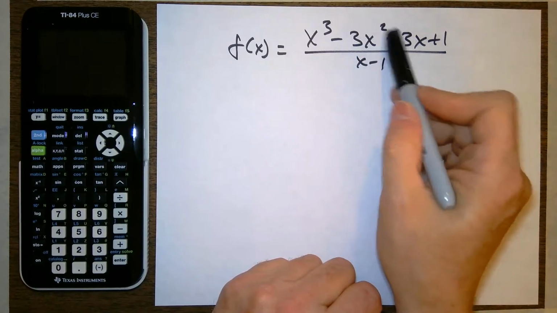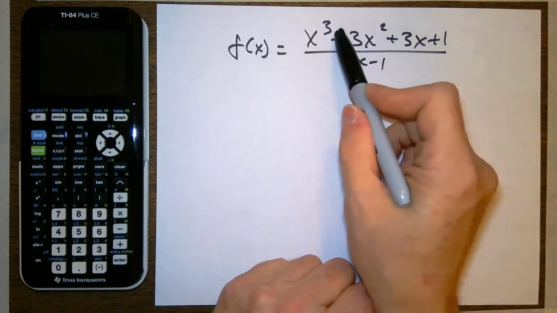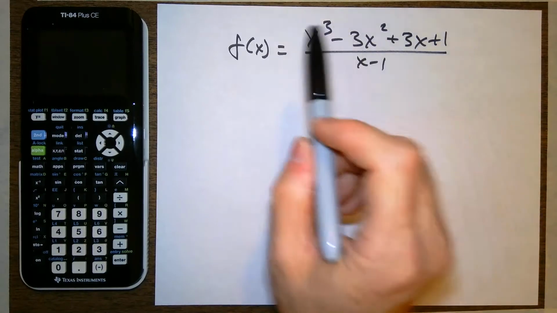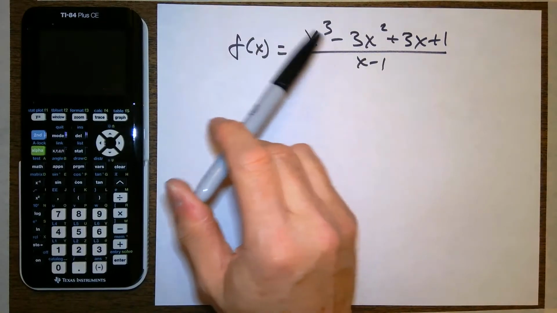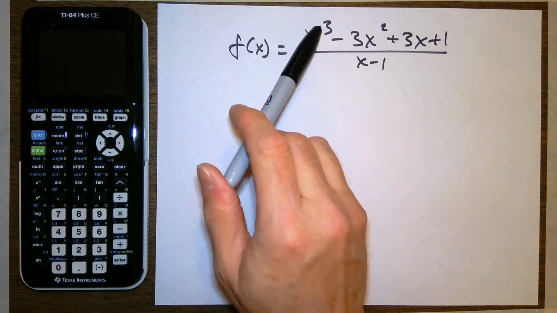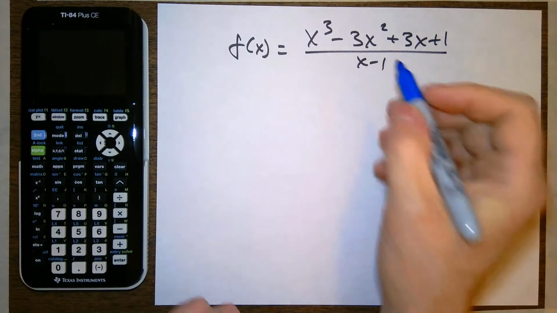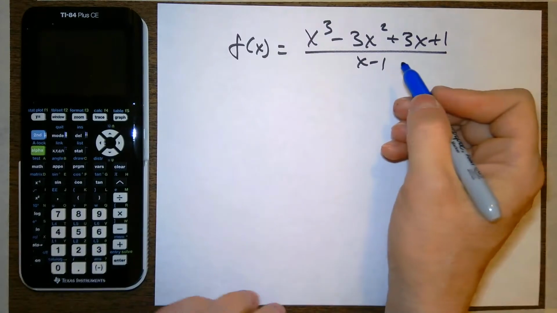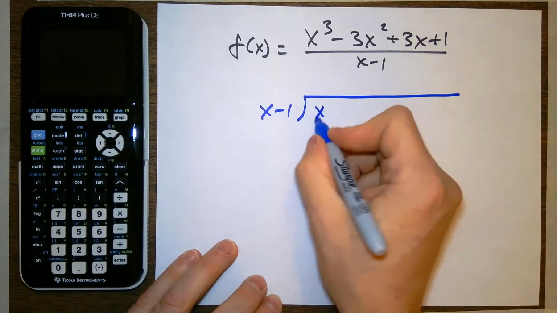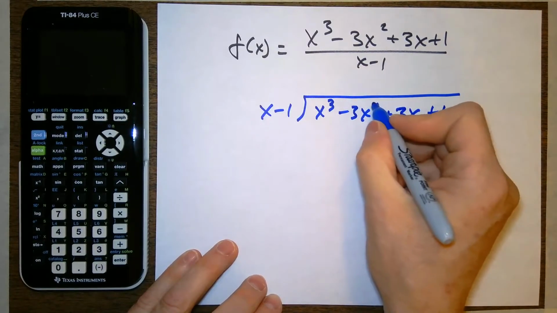If I factor this, I can find the x-intercepts, or the zeros of my numerator. And right now I want to focus in on what happens in the slant or oblique, because the degree of the numerator is bigger than the denominator. So I need to do synthetic division to find that quotient. Well, I suppose I could do synthetic division. I'm actually going to do long division here. X minus 1, x cubed minus 3x squared plus 3x plus 1.